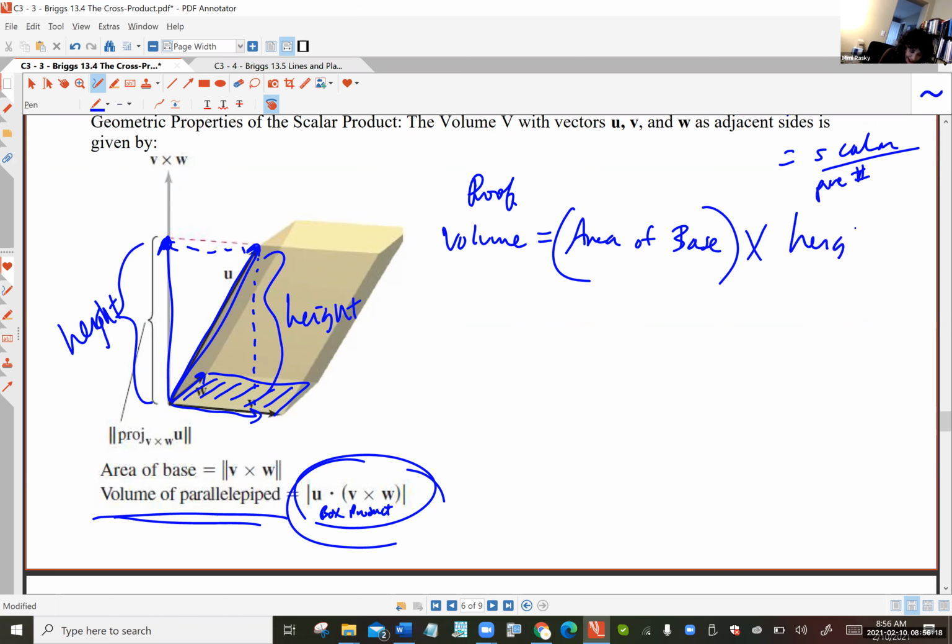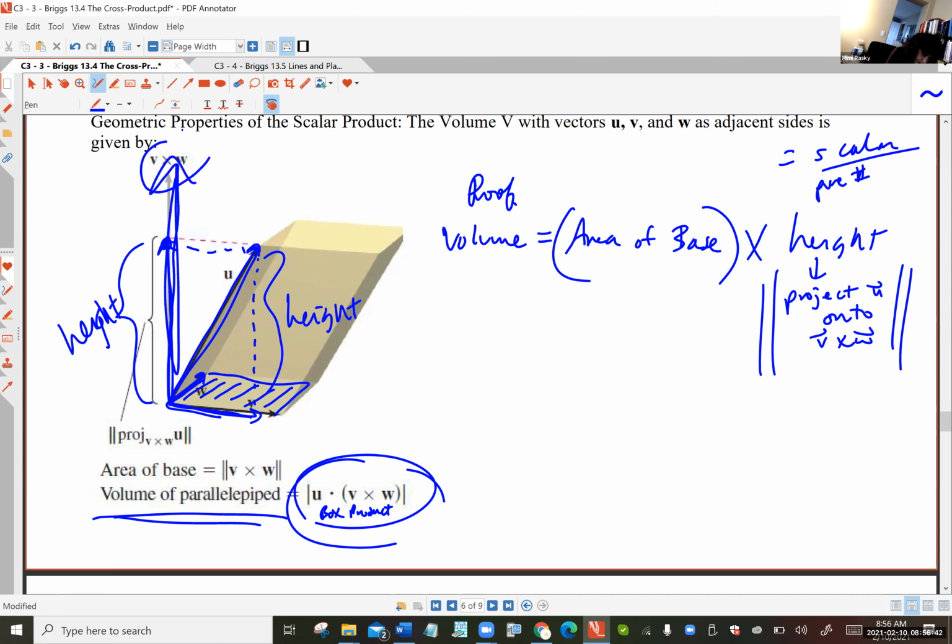So height. Now, how do you get the height? We're going to use projections. If we project U onto the cross product of V cross W and then take the magnitude of that projection, that will give us the height. Now, what do you mean? Here's V and W down below here. This vector here they're showing you is V cross W. And so if we project U onto V cross W, we will get a vector that's just as tall as our height. Okay, fine.